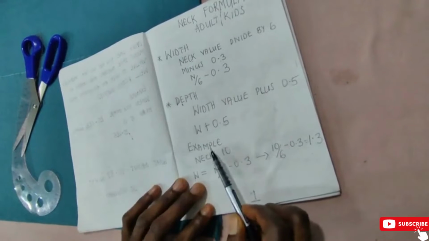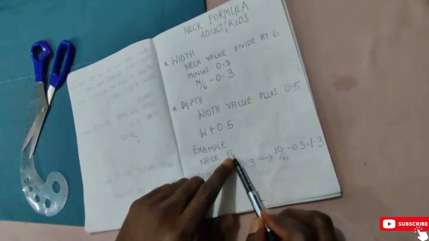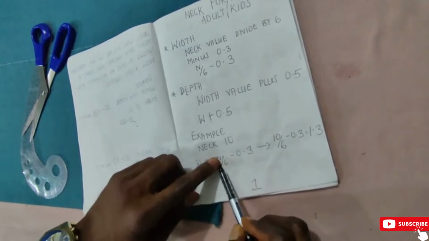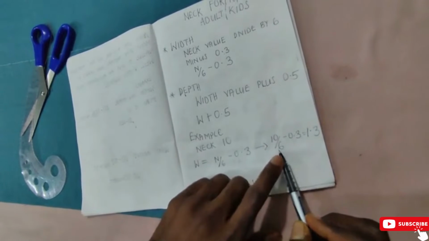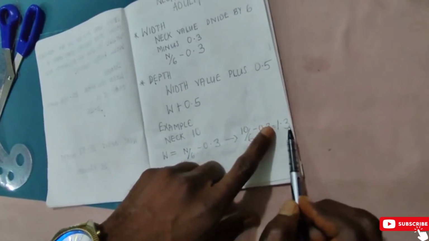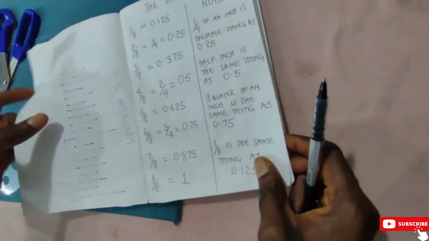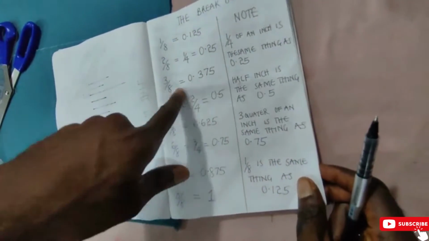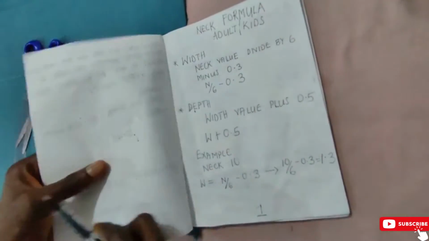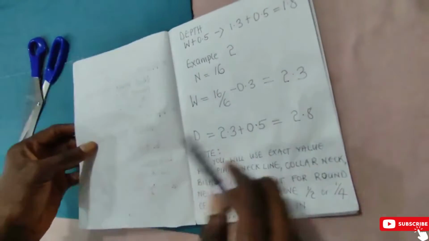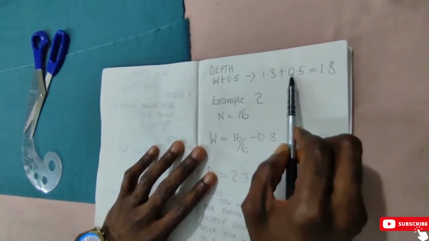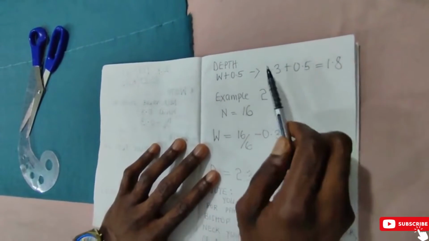So now, the next thing is, for example, you measure someone's neck 10. To get the width, it is N divided by 6, where N stands for the neck. So 10 divided by 6 minus 0.3 will give you 1.3 inches. Now, if you followed my previous class, 0.3 is the same thing as 3/8 of an inch. So we'll come to that. Now, the depth is the width value plus 0.5, which is 1.3 plus 0.5. Take note.